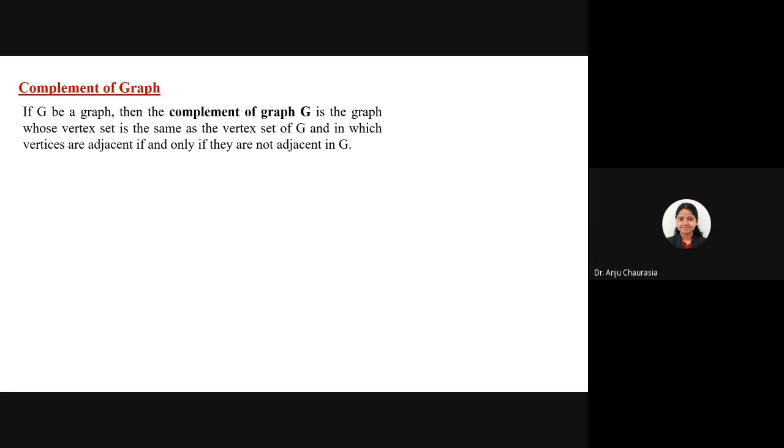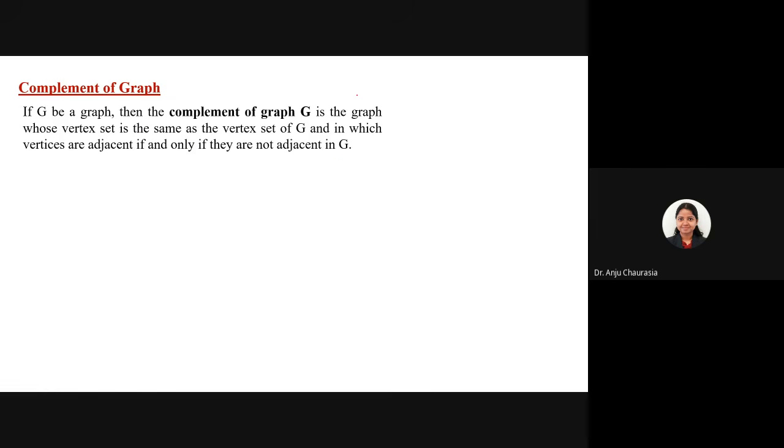Now complement of graph. Just try to understand the very simple specific meaning: complement of that means something you have, and complement means you don't have that particular thing. So let G be a graph. Now we have to understand, G be a graph, so you have to imagine some nodes and edges. The complement of the graph G is the graph whose vertex set will be the same.